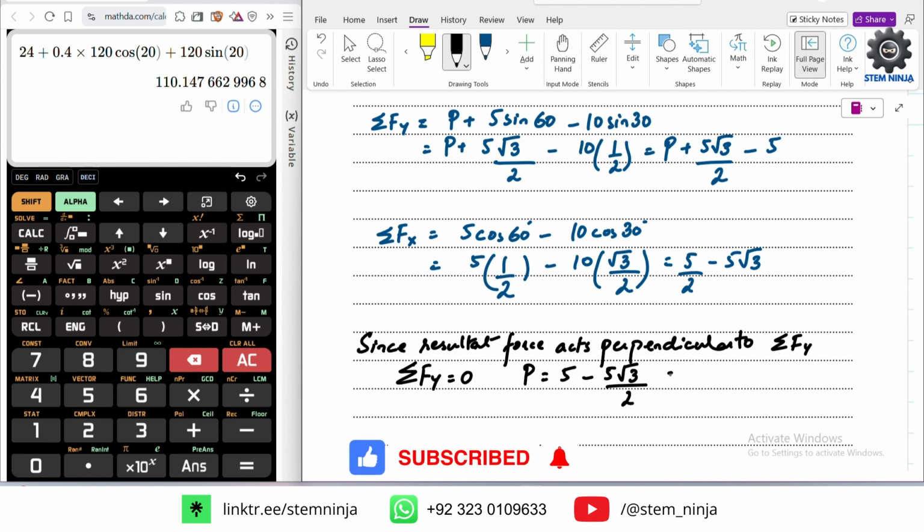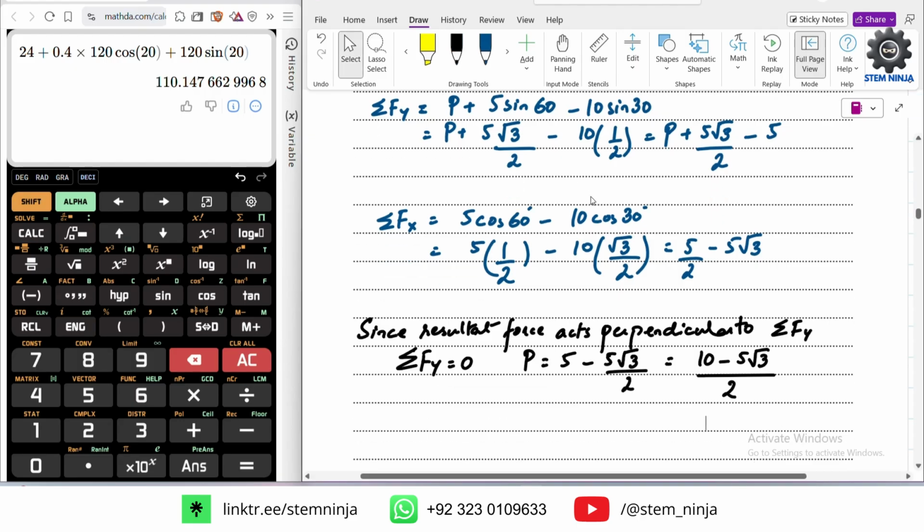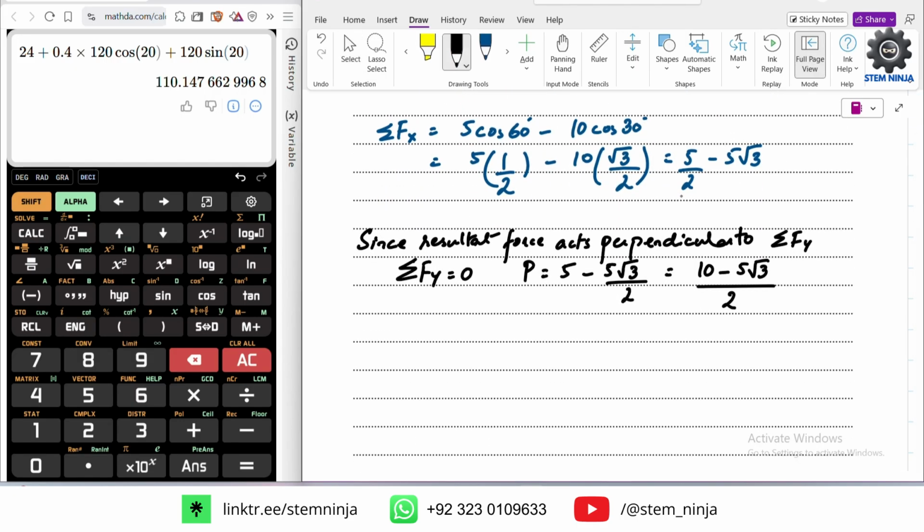Okay, so we can further simplify this. We get (10 minus 5 root 3) over 2. That is our P. To find out Q, we already had this Q. Okay, so Q is equal to the sum of forces in F of x.